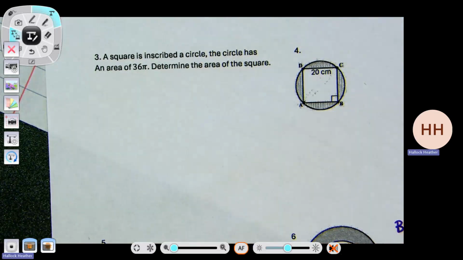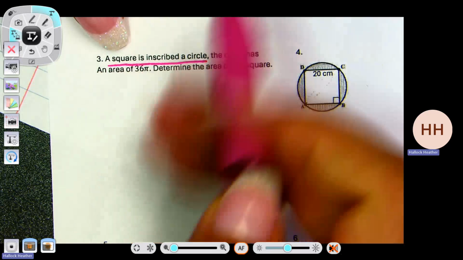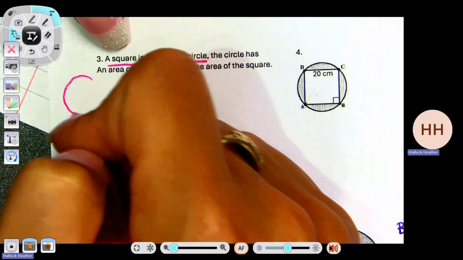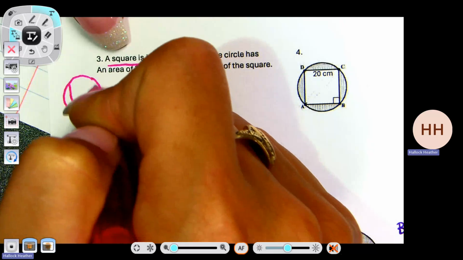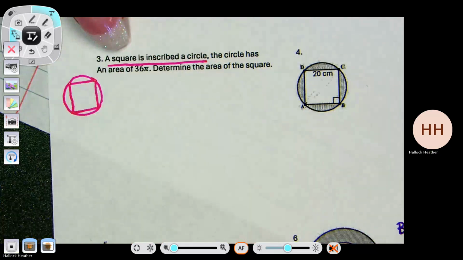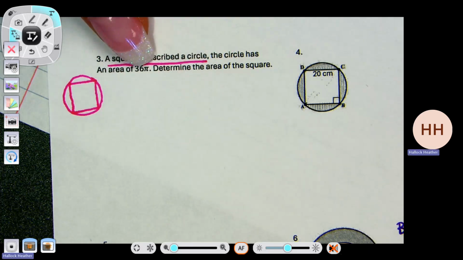So 3: a square is inscribed in a circle. The circle has an area of 36 pi. Determine the area of the square. This one doesn't have a picture, so your square is inscribed in a circle. So when in doubt, if you want to draw a little picture, the square is inside of a circle. The circle has an area of 36 pi.